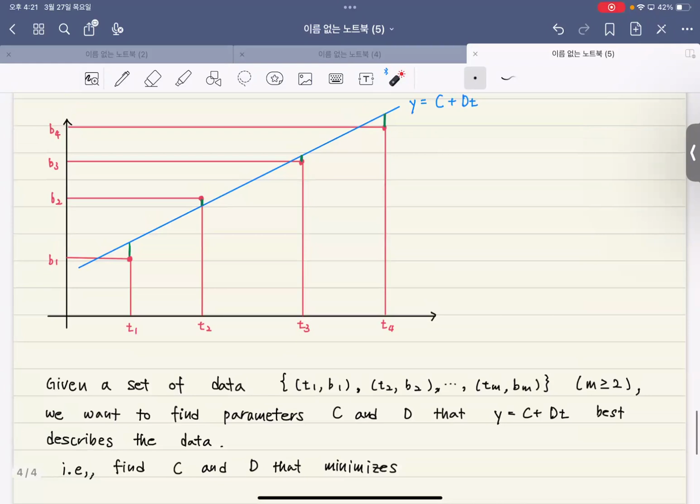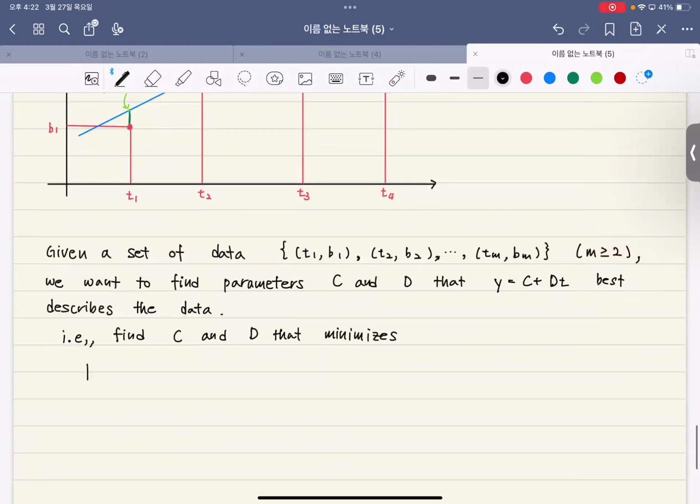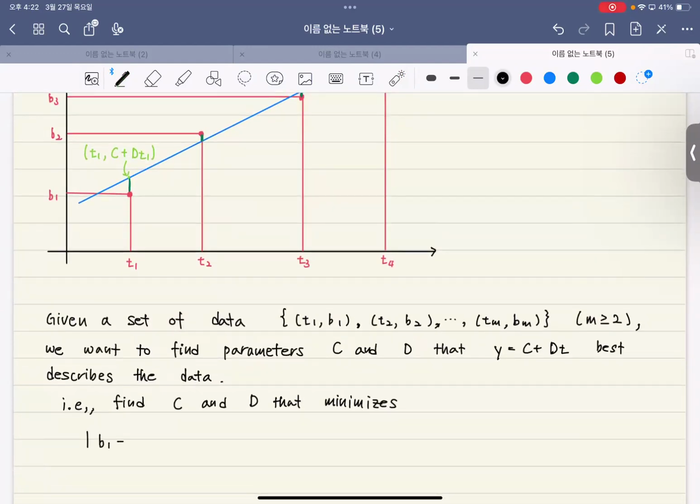So what are these green line segments? To find the length of this one, I need to subtract the y coordinate of this point from the y coordinate of that point. The y coordinate of this point is given by the experiment, which is b1. What is the y coordinate of that point? This is t1, comma, c plus d t1. Therefore the length of this first line segment must be b1 minus (c plus d t1).